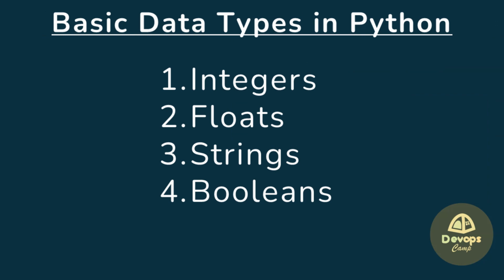In Python, there are mainly 4 data types. They are integers, floats, strings, and booleans. I will discuss each one of these in the next slides, with real practical examples.